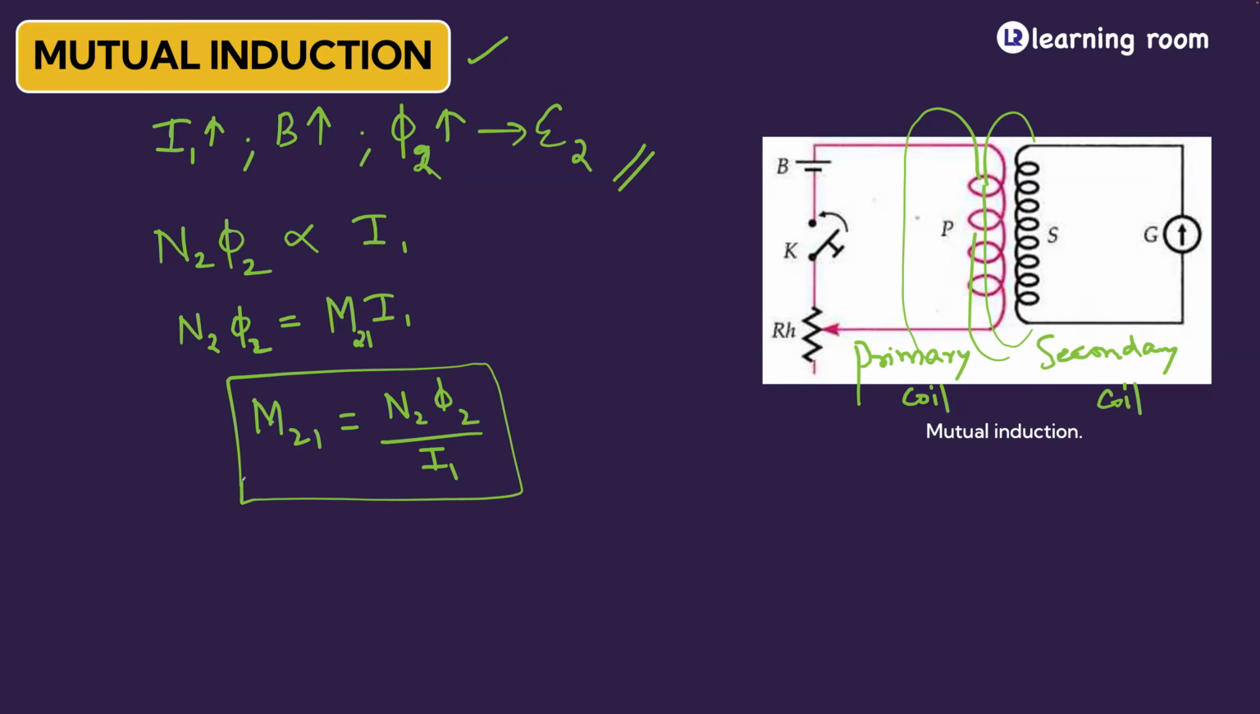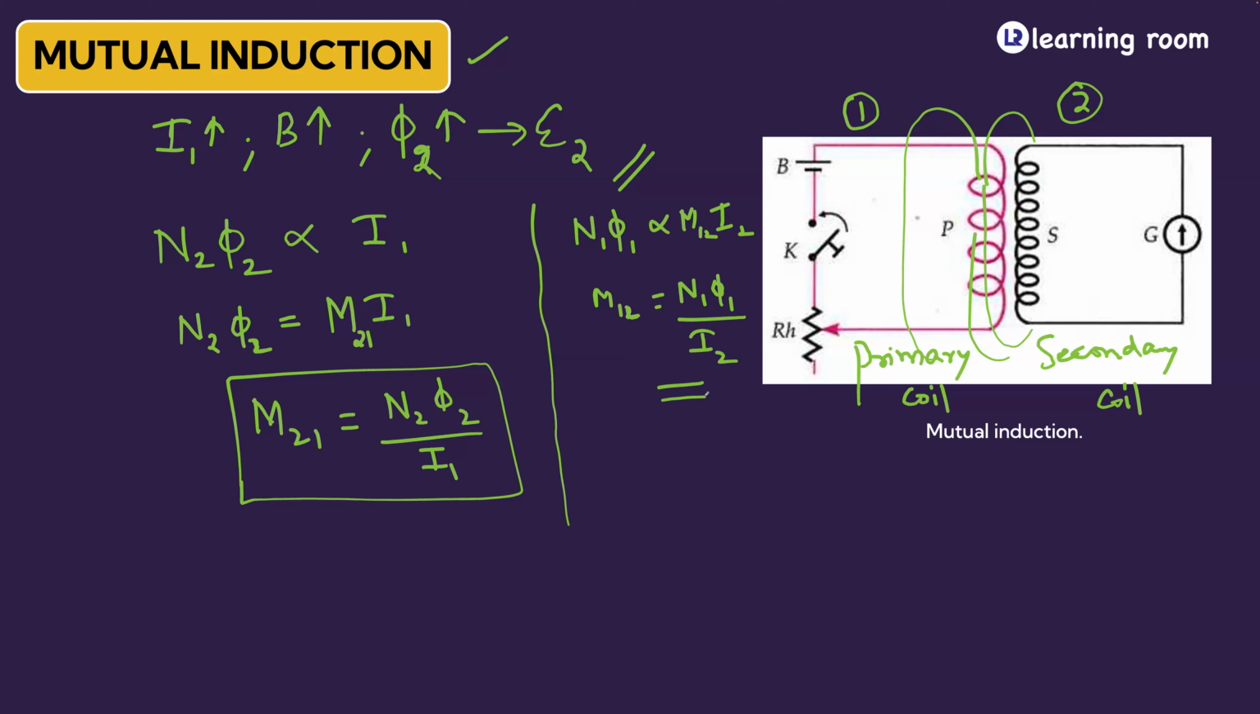In a similar way, if you just swap the coils, see, I'm taking this as the first coil and this as the second coil. It is just a symbol. So M21 will be equal to N2φ2 divided by I1. If I take the symbols in the reverse order, 2 and 1, can I write N1φ1 is directly proportional to I2? Then I'll write it as M12. So M12 is equal to N1φ1 divided by I2. It's the same logic. I hope you're able to understand this.